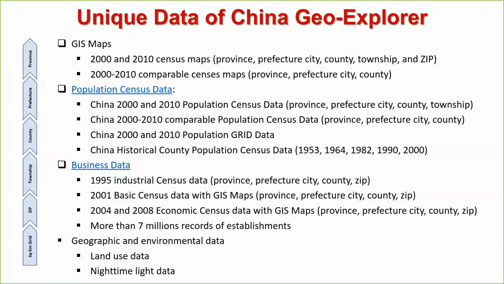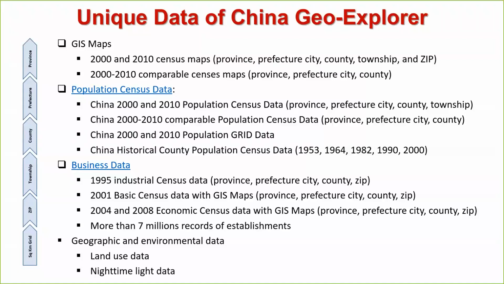Another important unique value is the population census data. The population census data include the 2000 and 2010 population census data. Those data are available at province, prefecture city, county, and township level, and also include 2000 and 2010 comparable population census data. And also 2000 and 2010 population grid data. We projected the population data from township level to 1 square kilometer grids.